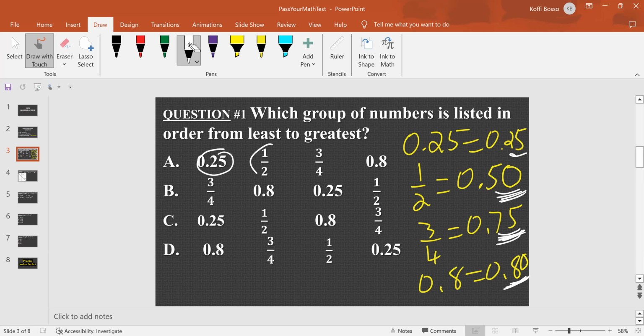After that, we have 1/2, which is 0.50. After that, we have 3/4, which is 0.75. And the last one is 0.8 or 0.80. So the correct choice here is A.